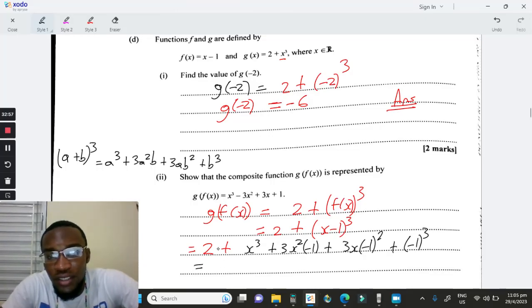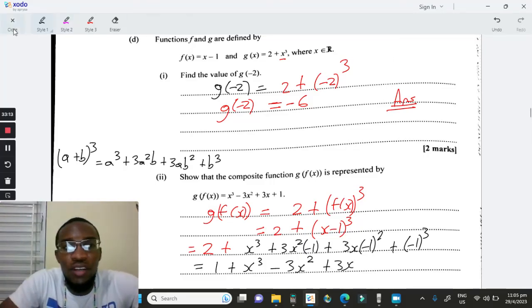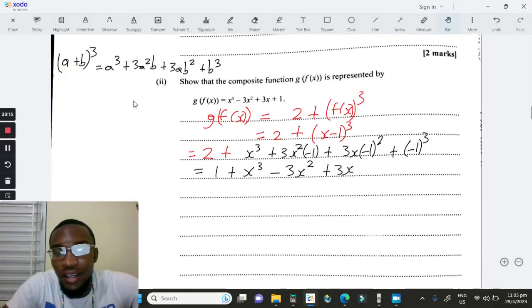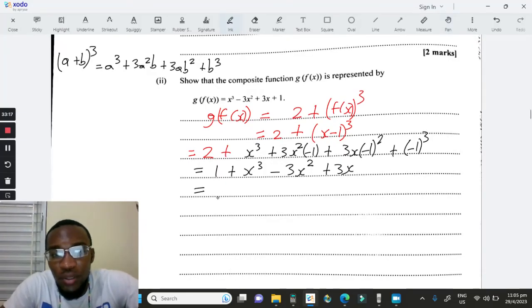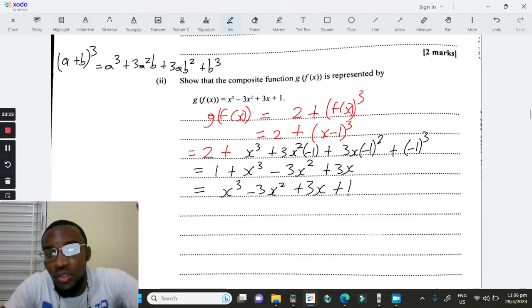So now it is 2 plus negative 1 cubed is 1 plus x cubed. Then this becomes 3x squared times minus 1, which is minus 3x squared. Then minus 1 squared is 1, so that's plus 3x. Then all we have to do now is flip it around and rewrite it in descending power. So this is x cubed minus 3x squared plus 3x plus 1.